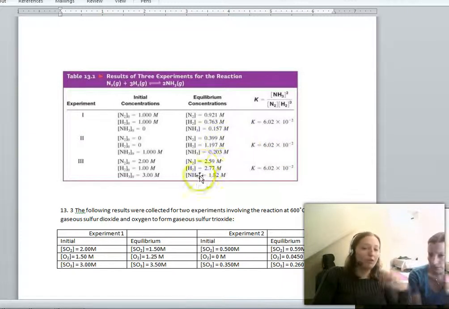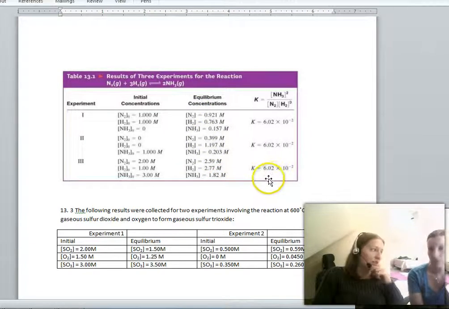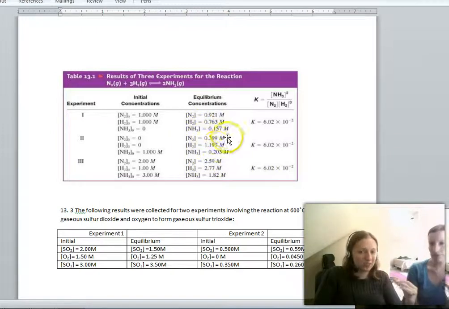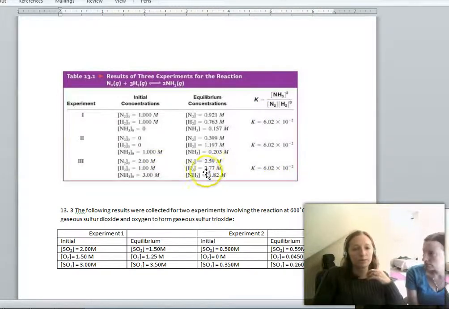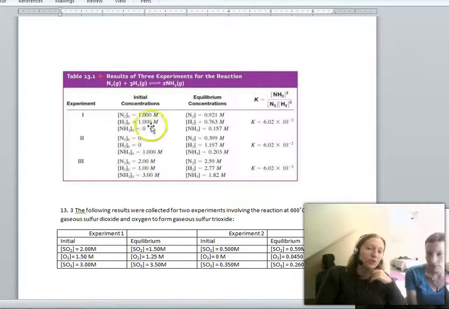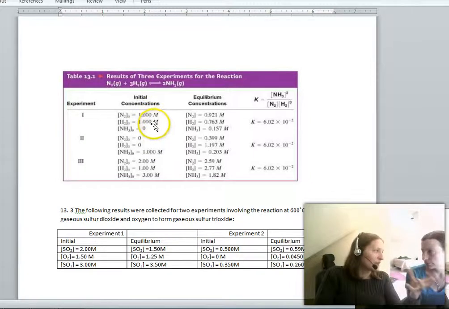You can also have even bigger concentrations. You can have N of 2.59, H of 2.77, and an NH3 of 1.82. If it's at the same temperature for this same reaction, you're going to get a K of 6.02 10 to the negative 2. So this is showing 3 different equilibrium positions that still result in the same K. And they're also trying to show you that you can start from the left or from the right.